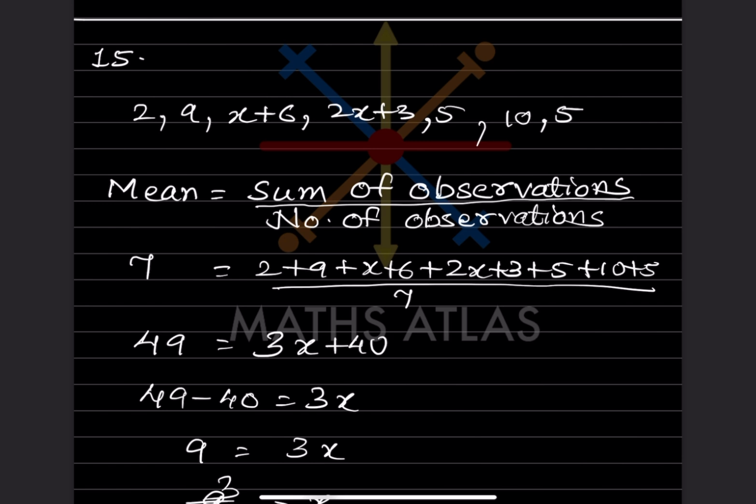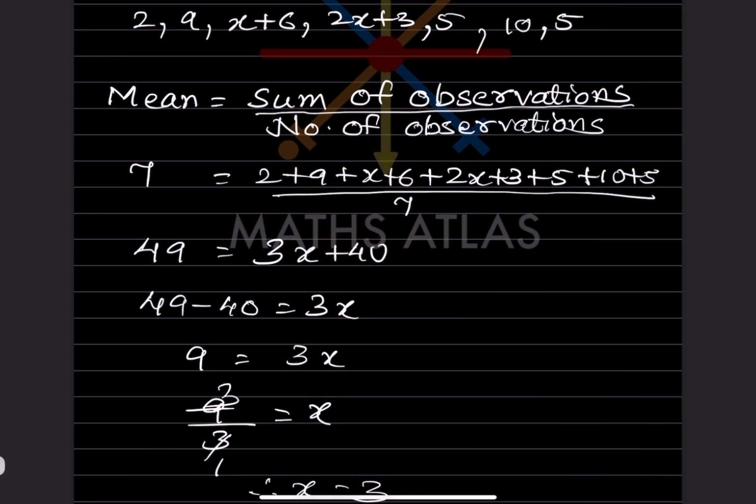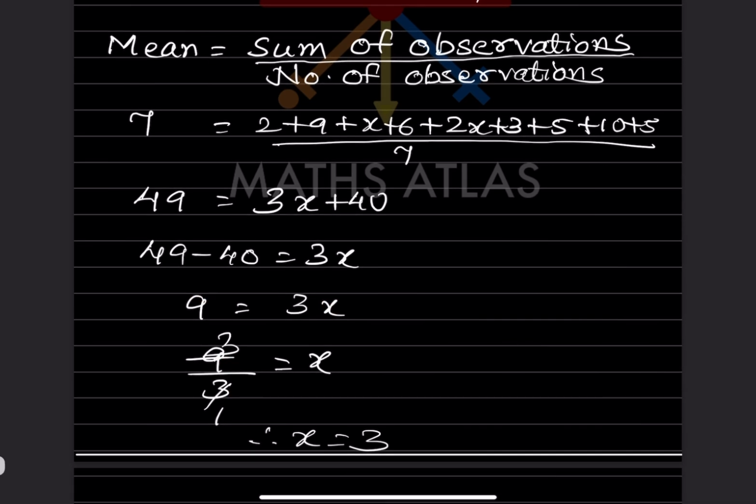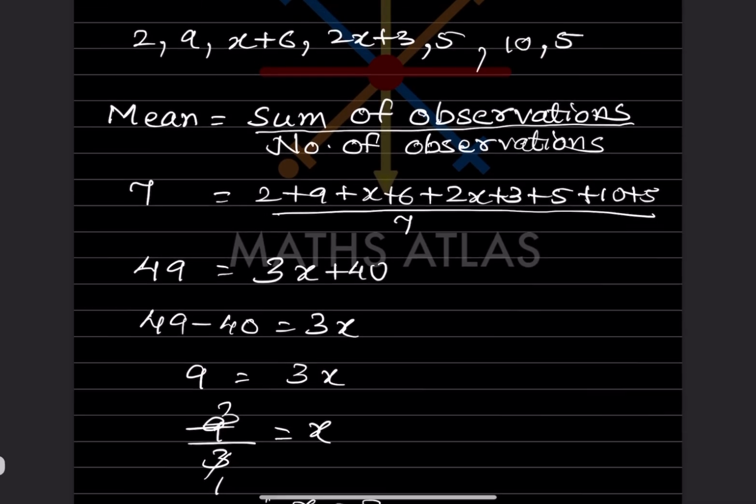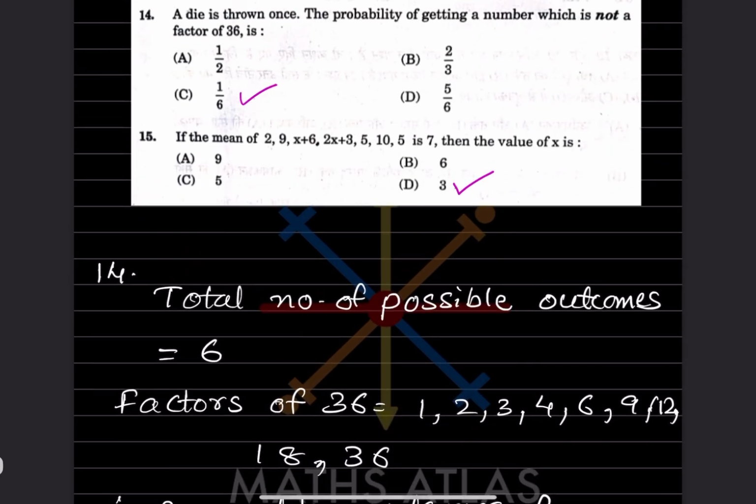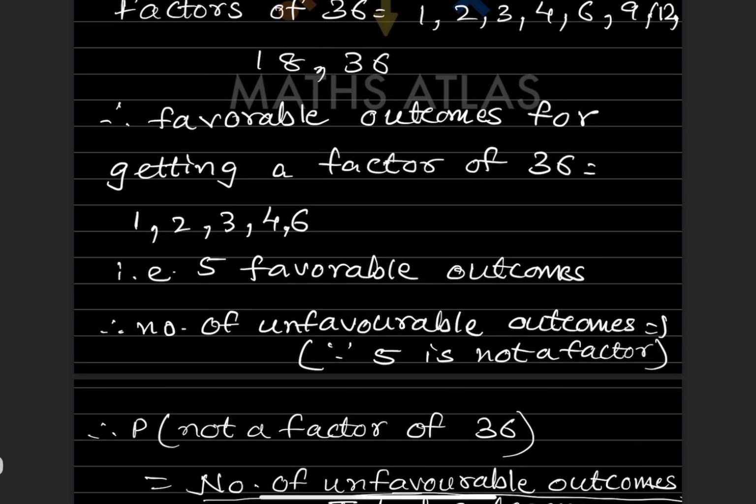Now what will you do? We want the value of x. This 40 we will take to this side, so that is going to be minus 40. 49 minus 40 is 9, and that is equal to 3x. So 9 by 3 is equal to x. So x is going to be 3. That is what they have asked, the value of x, and that is 3.